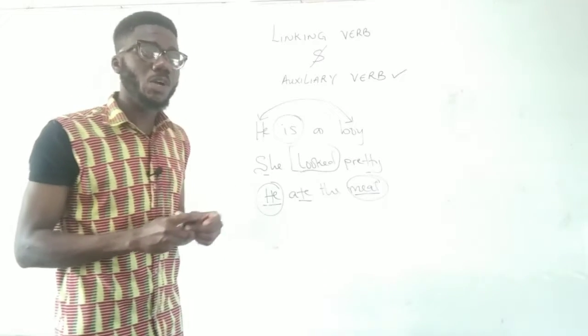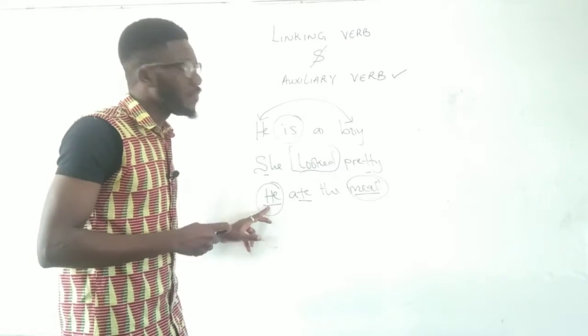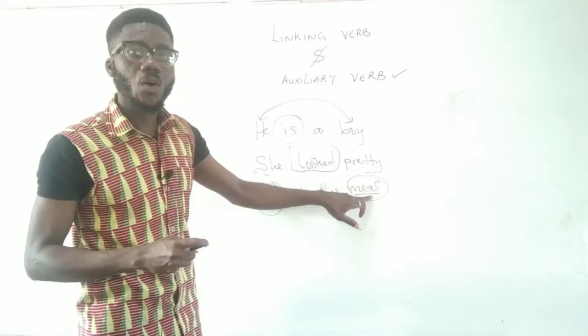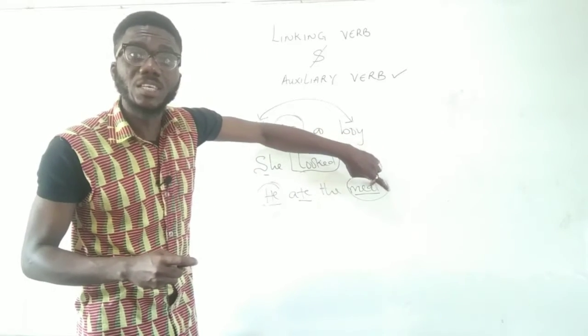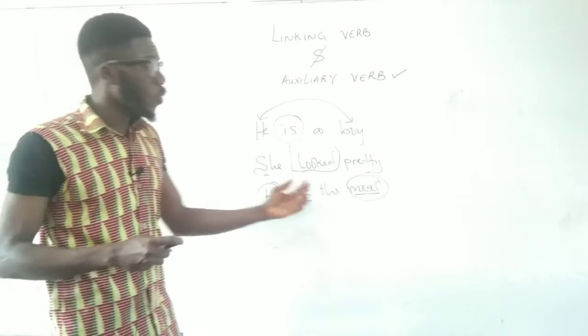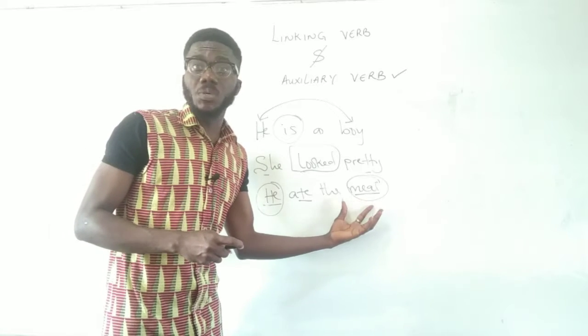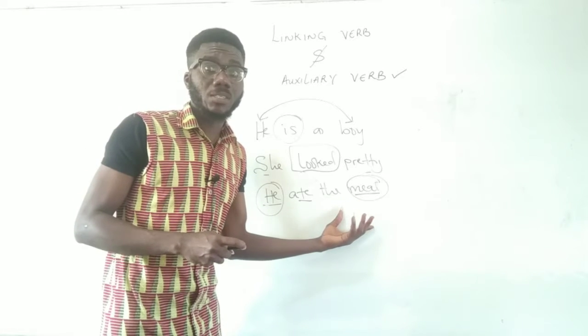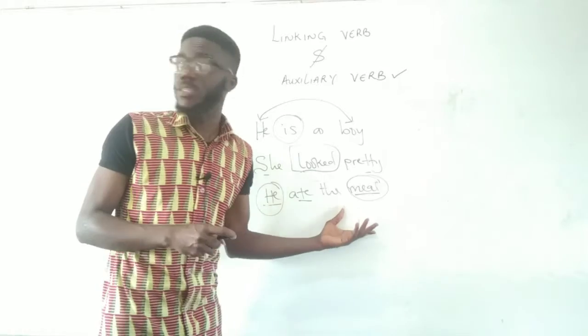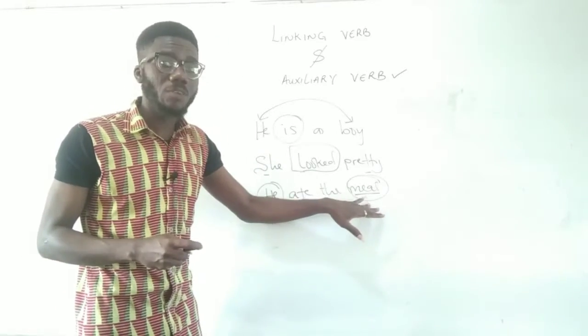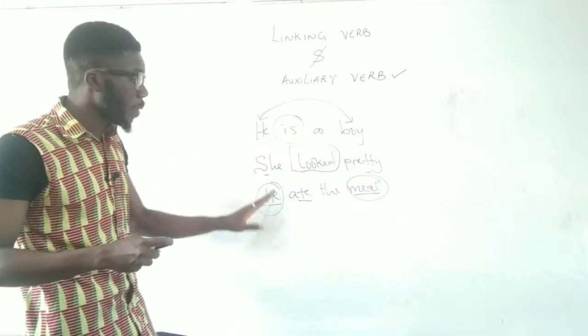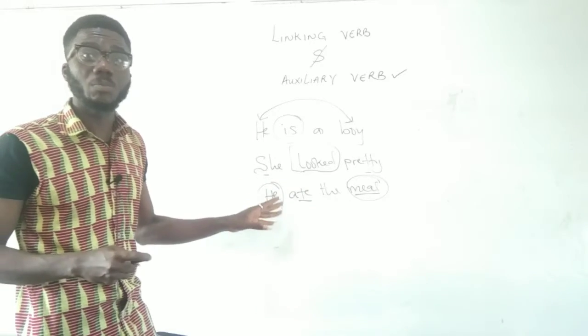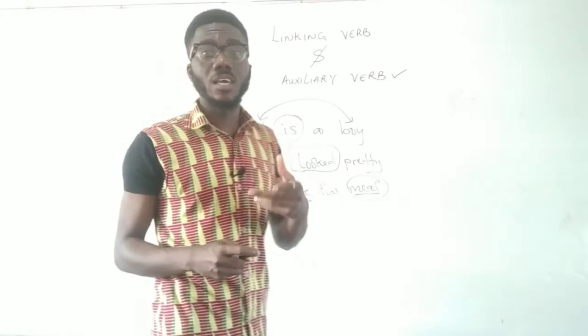But those situations where you find out that whatever is here is linked with what is here, or rather, that whatever you have here gives information about the subject. Whatever you have on this side, maybe it can be a complement. Yes, most of the times it is a complement. When you have such a situation where what you have here goes to give you information about the subject of the sentence that has been mentioned, what you have there is a linking verb.